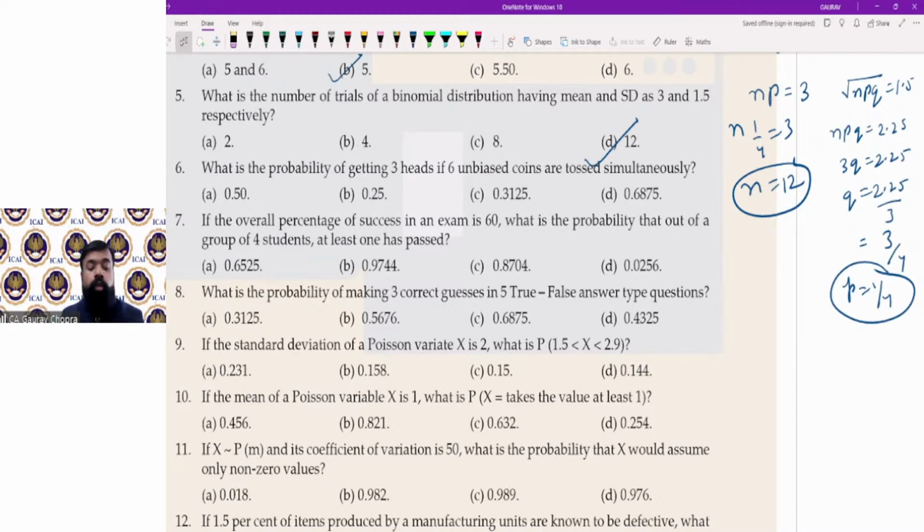If the overall percentage of success in an exam is 60, so the success percentage is given. What is the probability that out of a group of 4 students, at least one has passed? At least one passed the exam. It's easy. Shreya has given option C, option D. Okay. Let's wait for others also.